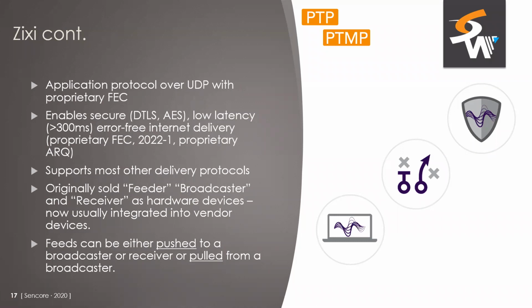And then the last point here is that the feeds can either be pushed or pulled. So you can either push feeds up to a broadcaster or push them straight to a receiver, or they can be pulled from the broadcaster by a receiver itself. So a receiver can say, I want this feed from this broadcaster, and pull it down from the broadcaster versus the broadcaster initiating the connection there.